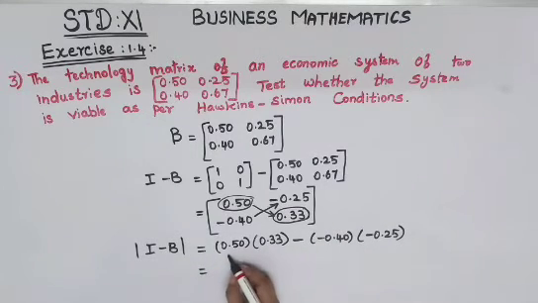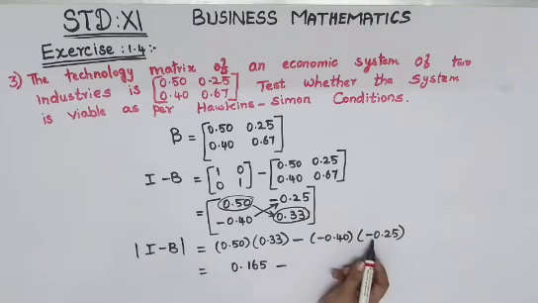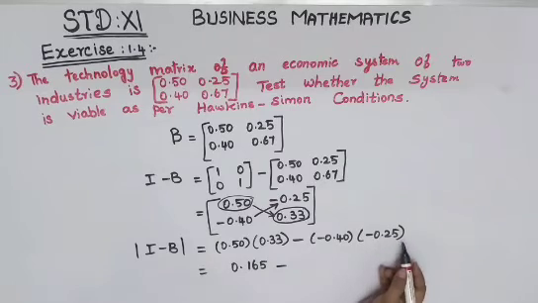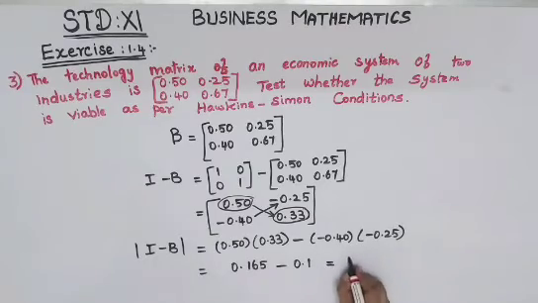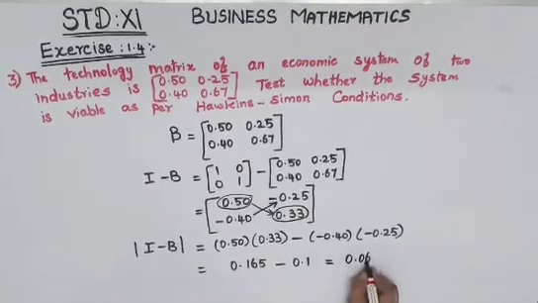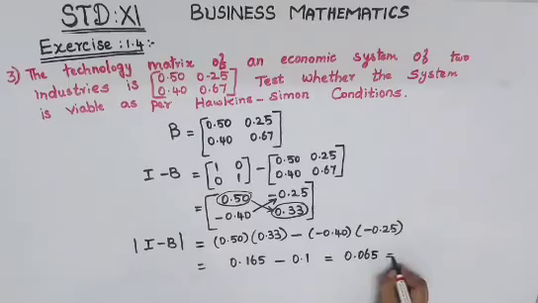Okay. So 0.50 into 0.33, you'll get it as 0.165 minus, this is minus and minus will become plus only. So it is 0.40 into 0.25. So I'll get it as 0.1. Now subtracting, you will get your answer as 0.065, which is positive.